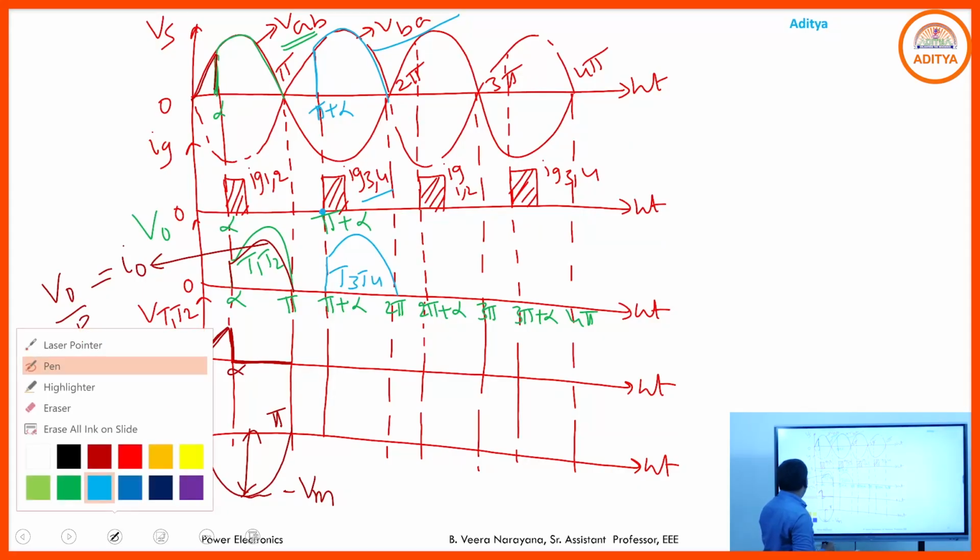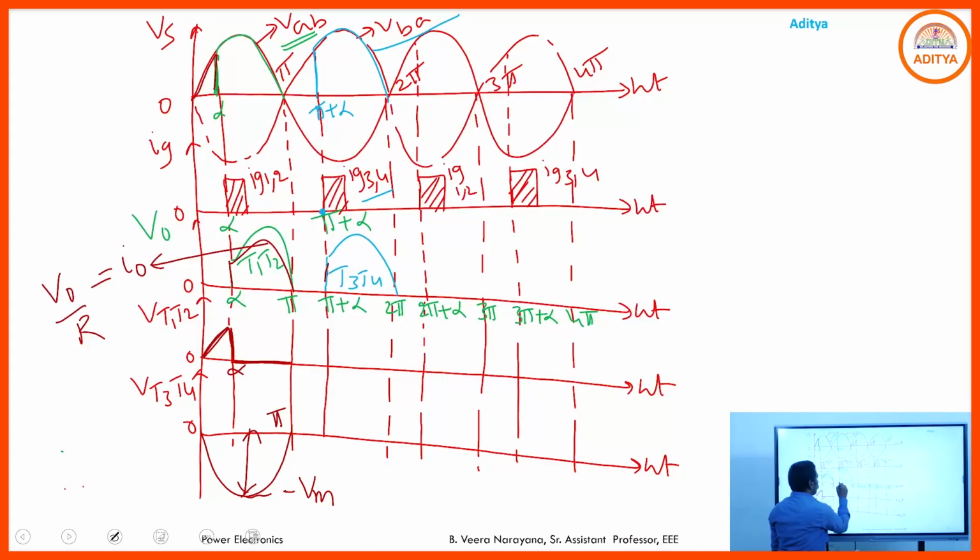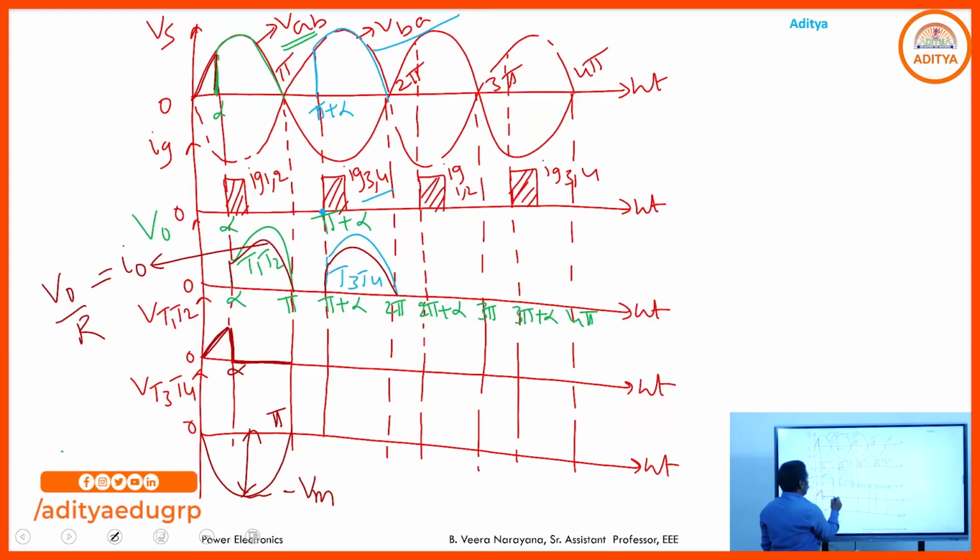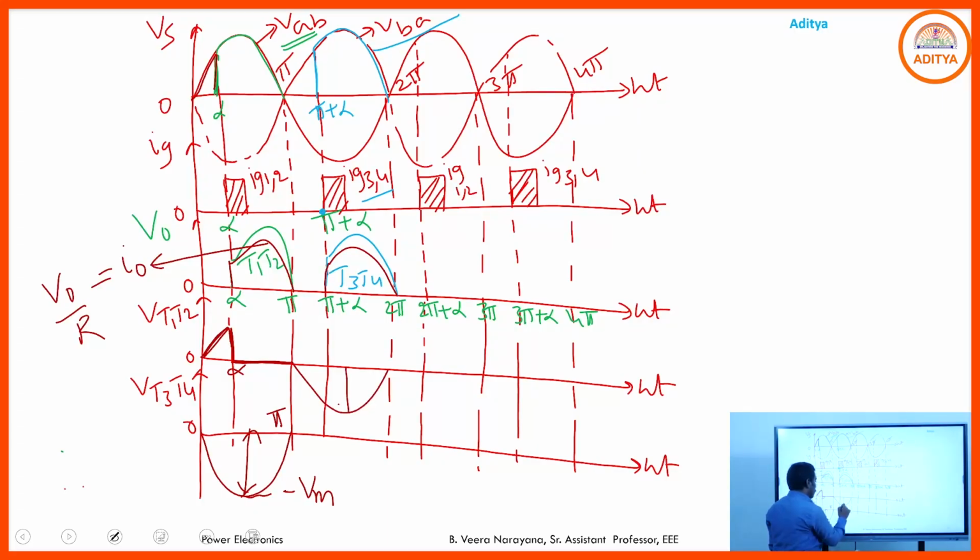And if you want to draw the current waveform, here we have a purely resistive load, so the current is in phase with the voltage, and the magnitude of that current simply depends upon the resistance. Hence I0 equals V0 by R. And if you want to draw the voltage across the thyristors from pi to 2 pi, what is the state of T1, T2? Reverse bias. So from pi to 2 pi, the negative portion will be available across T1, T2. Here also the peak inverse voltage is minus Vm.